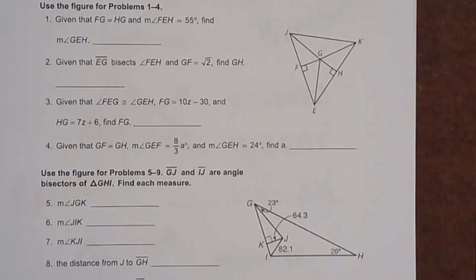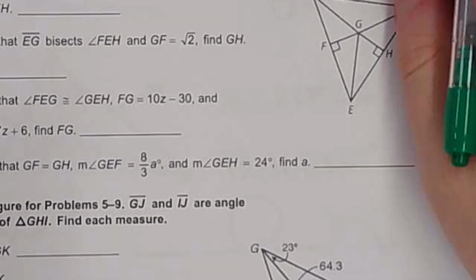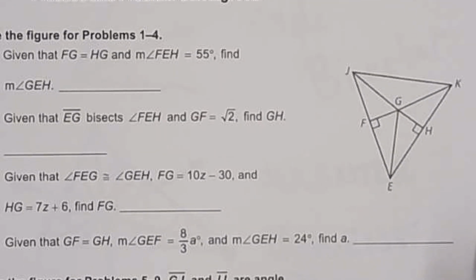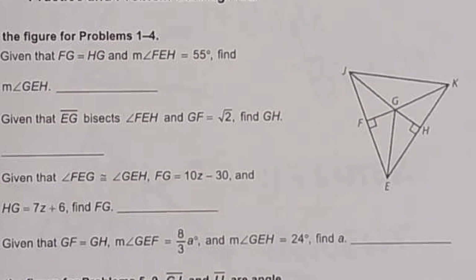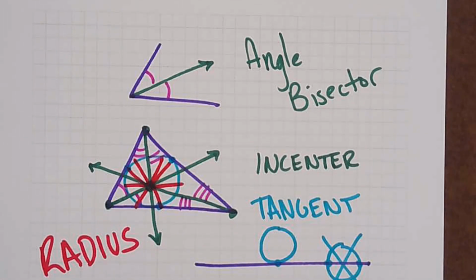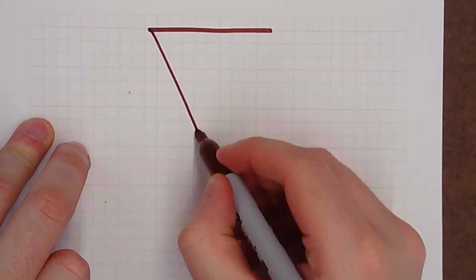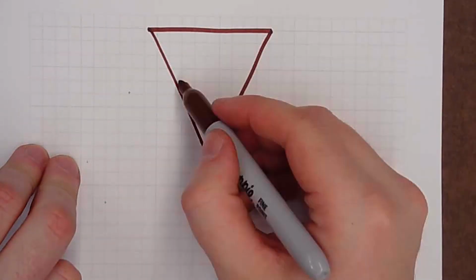So for 1 through 4, we're using this figure over here, and it says, let me zoom in a little bit, given that FG and GH are equal. So FG and GH are equal for this example, although we're going to need to use the same triangle, I think, for multiple examples. So let me draw that figure so we can put our markings on it without ruining it for the other examples.